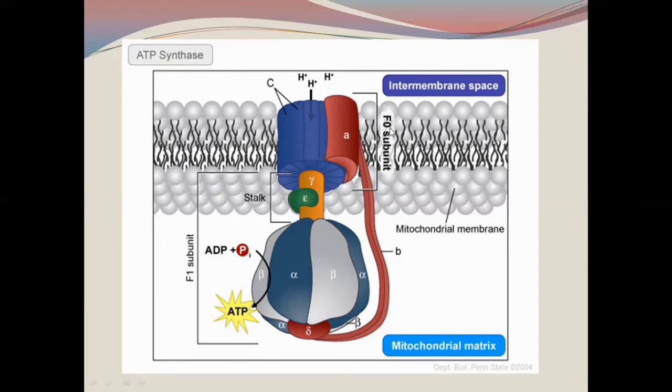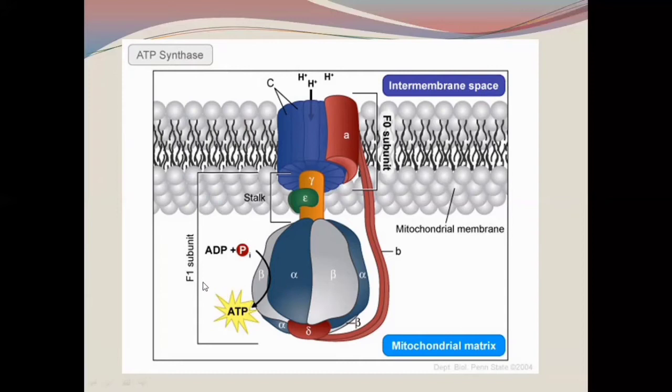The F0 subunit has two further subunits, the A subunit and the C subunit. The C subunit has 10 to 14 subunits that basically cause the rotation. It is a rotatory part, the movable part in this whole structure of the ATP synthase. The C and the gamma parts are the rotatory parts, and they cause the rotation. As a result, the conformational changes occur in the F1 part.